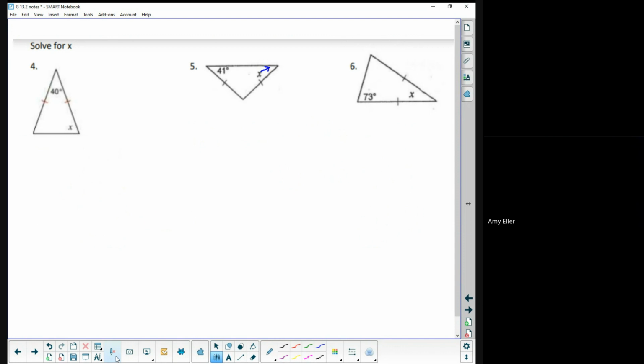All right. Number 4. This is my base. That tells me that these are my base angles, so they're both X. Triangle sum. 3 angles in the triangle add up to 180. And let's see, 70.